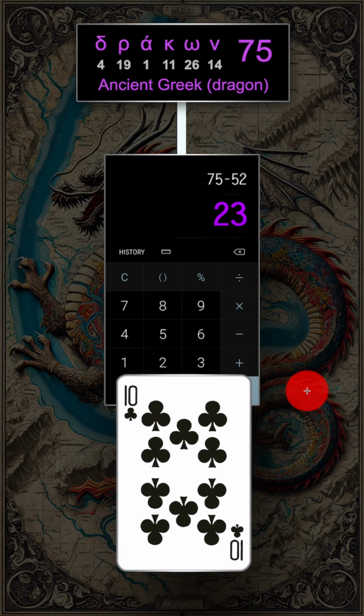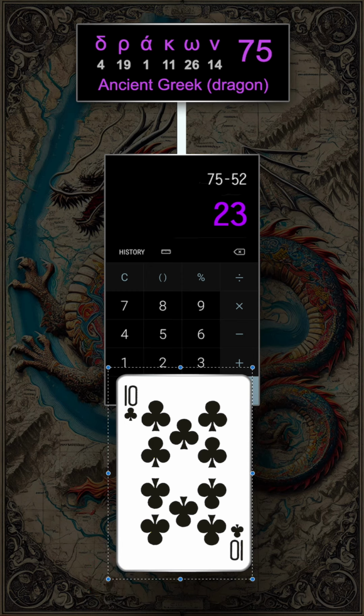You take the total 75, and you want to use the playing cards now, right? Well, there's not 75 playing cards. There's only 52. So you take any number that's over 52 and you subtract the 52 total cards and you get an outcome. So 75 minus 52 gives you 23. And this is the 23rd card in the deck, called the 10 of clubs.